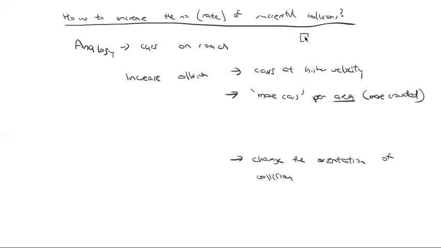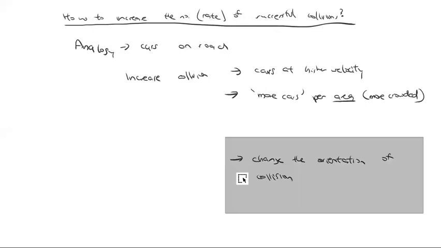So you can make the cars run faster. Yes. You could have more cars per area. Yes. You can change the orientation of collision. Yes. As far as the car analogy goes, that's probably most likely all of it.